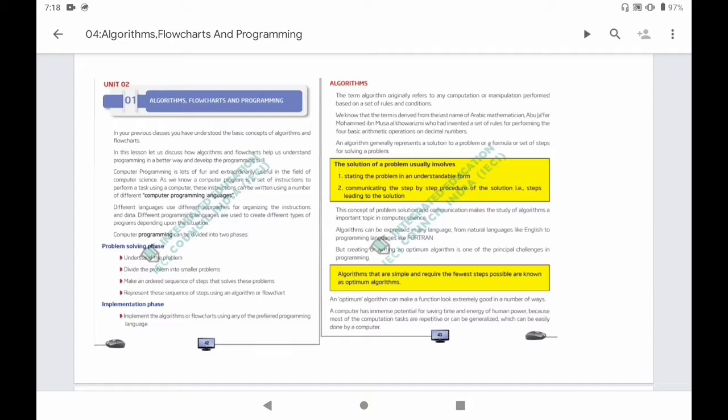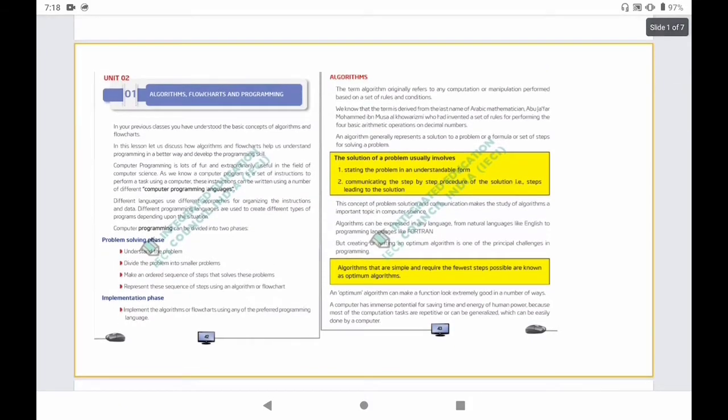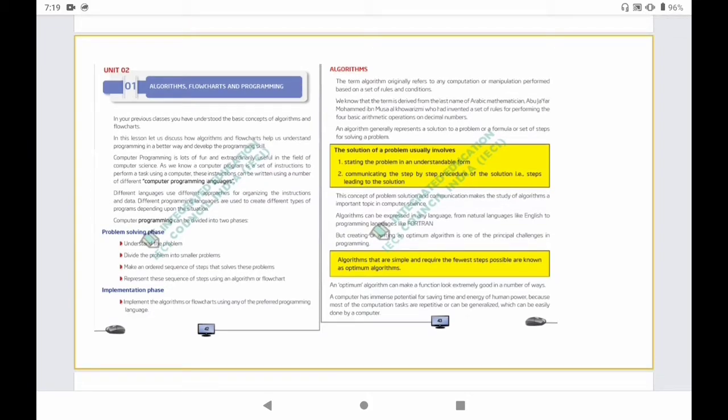Computer programming can be divided into mainly two phases. What are they? The first phase is the problem solving phase, and the second is the implementation phase. What is the problem solving phase? The first thing in this phase is you have to understand the problem, or the question provided, or the task you have to complete. Then, second, divide the problem into smaller problems.